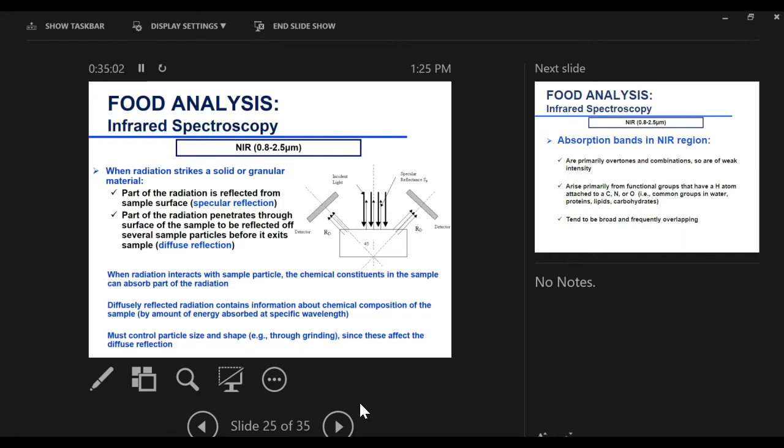sample. With that, you have to control particle size and shape, use thorough grinding, because the particle size and the shape affect the reflectance. So you really want to be careful there.